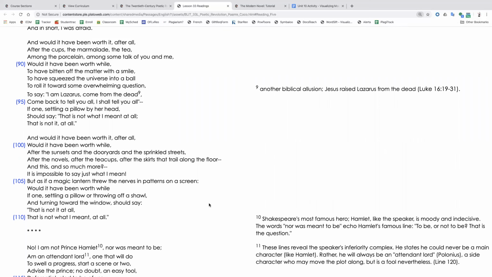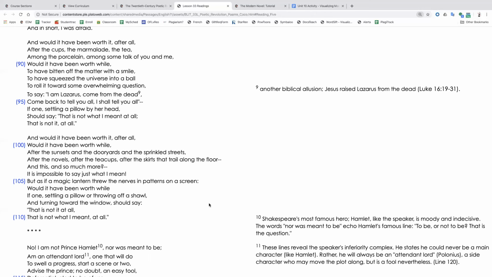And it would have been worth it all, after the cups, the marmalade, the tea, among the porcelain, among some talk of you and me. Would it have been worthwhile to have bitten off the matter with a smile, to have squeezed the universe into a ball, to roll it towards some overwhelming question, to say, I am Lazarus, come from the dead, come back to tell you all, I shall tell you all. If one, setting a pillow by her head, should say, that is not what I meant at all, that is not it, at all.